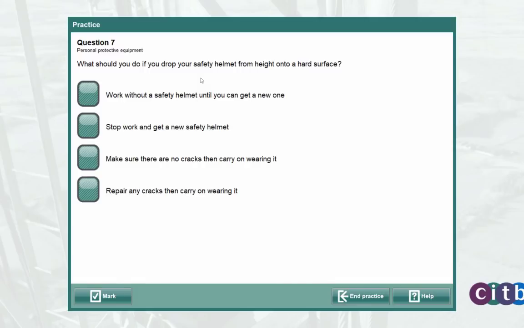What should you do if you drop your safety helmet from height onto a hard surface? Work without a safety helmet until you can get a new one. Stop work and get a new safety helmet. Make sure there are no cracks, then carry on wearing it. Repair any cracks, then carry on wearing it.